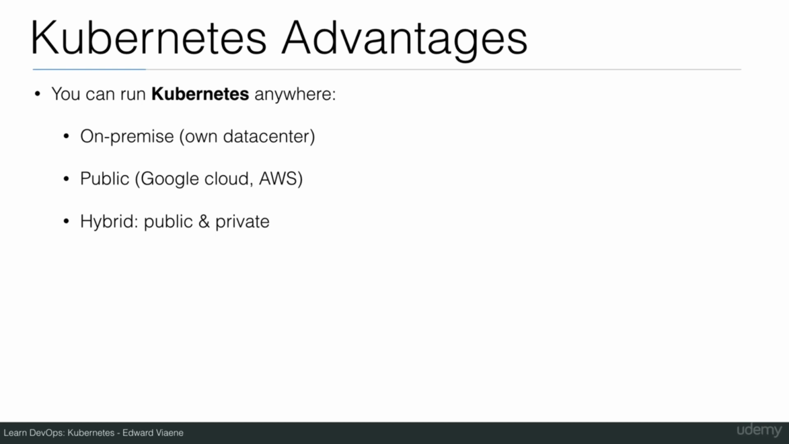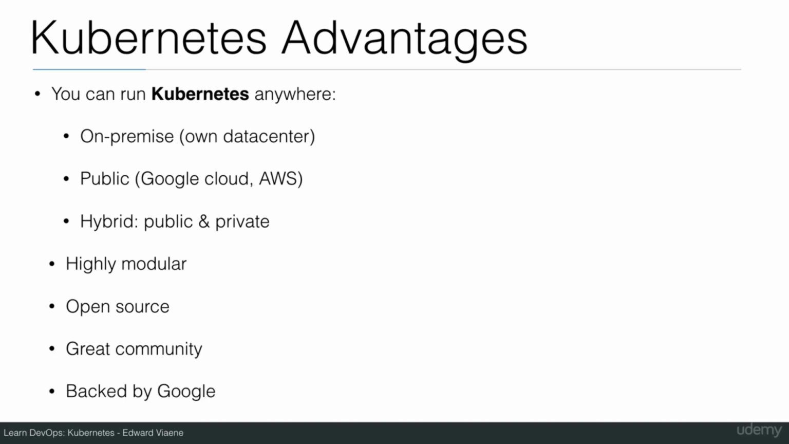So you can have the same system, the same abstraction on the public cloud as on private, which is very powerful. It is highly modular, so you can make changes if necessary. It is open source. The project is on GitHub. You can easily make changes, and they encourage everyone who wants to join the community, which makes it a great community, and it's also backed by Google.